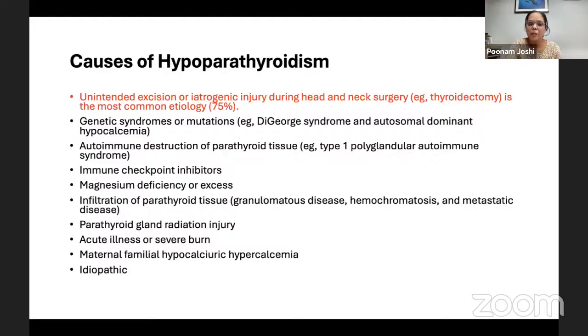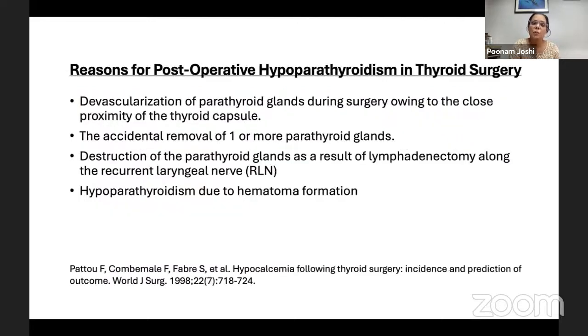Coming to causes of hypoparathyroidism, there can be various causes. It is a long list, but one of the most common is iatrogenic injury or vascular injury to the parathyroids while doing mainly thyroid surgeries, and it accounts for the majority, around three-fourths of the cases. What are the reasons for post-operative hypoparathyroidism after total thyroidectomy? Mainly the devascularization of parathyroid glands during surgery, through the tertiary vessels, which are very thin and supply the parathyroid gland. Many times it is difficult to dissect them, and they usually get injured. In those cases, there can be devascularization of the parathyroid gland. Then there can be accidental removal of one or more parathyroid glands, sometimes when there are multiple nodes, like when you are doing lymph node dissections.